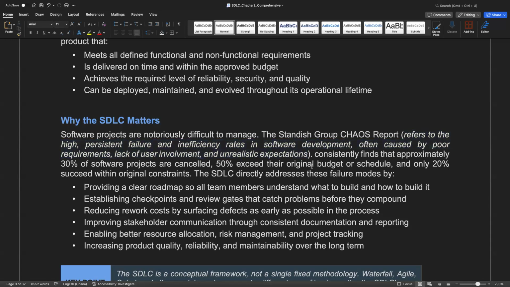So basically, that's what the Standish Chaos Report is about. They did research and realized that there's a high persistent failure and inefficiency rate, which they saw was mostly caused by these three main problems. Poor requirements: as you all know, we have two types, the functional and the non-functional.